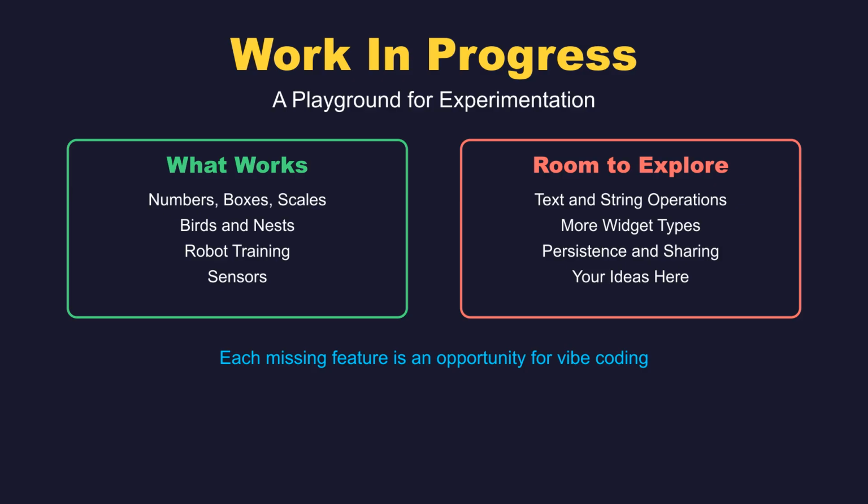This is still a work in progress. The core features are working: numbers, boxes, scales, messaging, and robots. But there is plenty of room to explore. Text operations, more widget types, and persistence are not yet implemented. Each missing feature is an opportunity for vibe coding. Pick something interesting and add it to the code base.